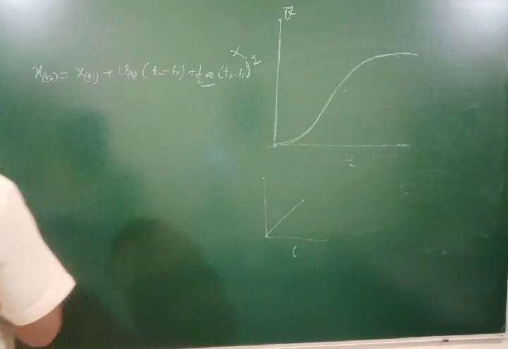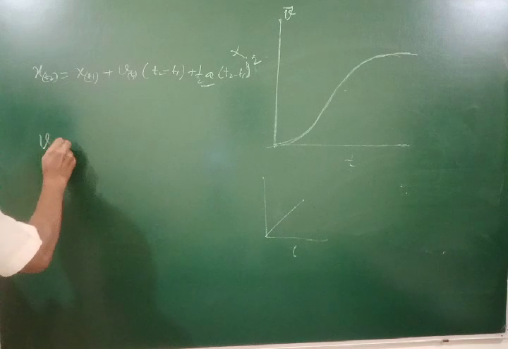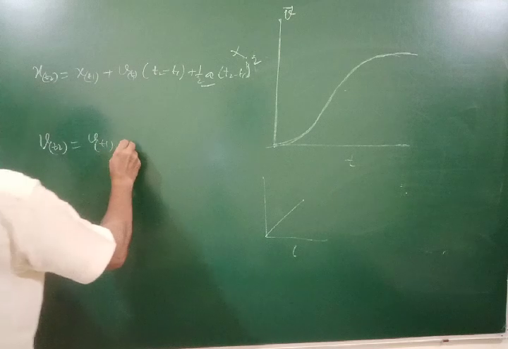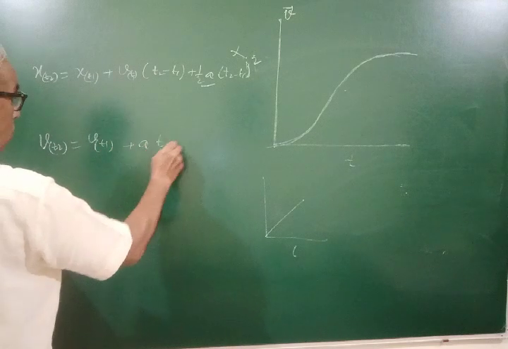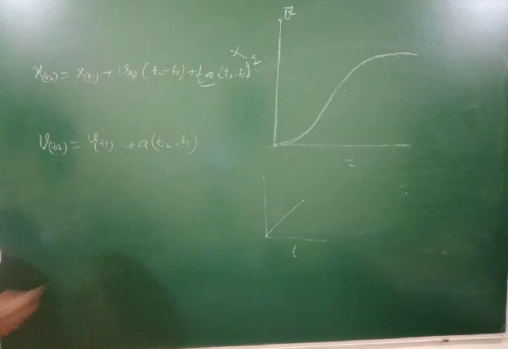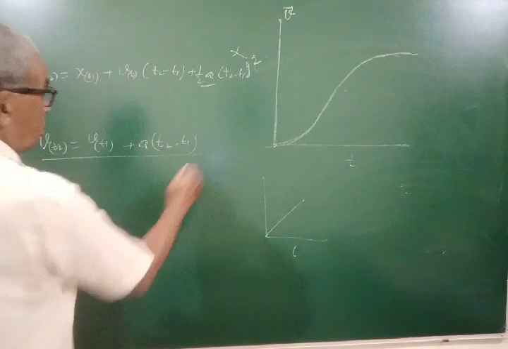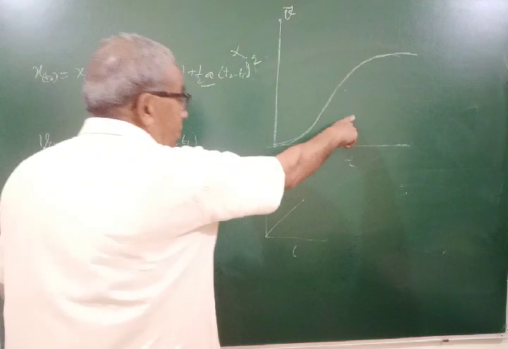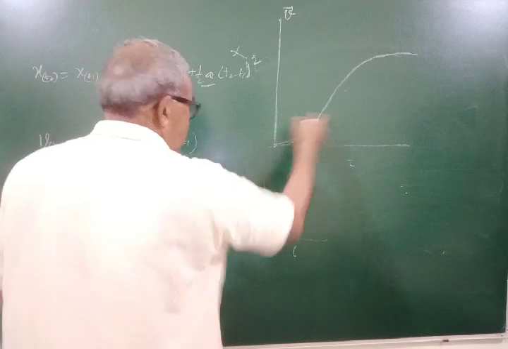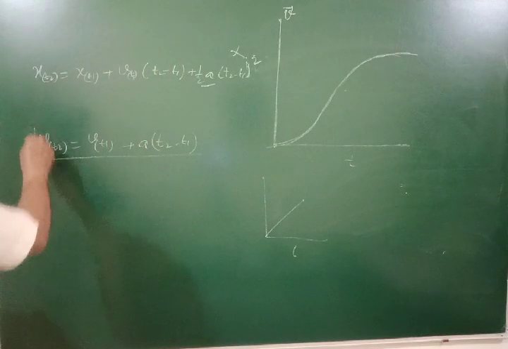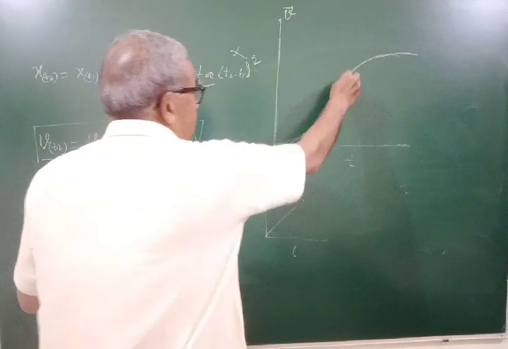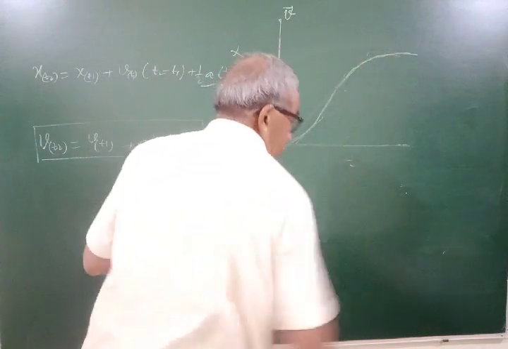The second equation they are writing: v(t2) equals v(t1) plus a into (t2 minus t1). This equation is also not true, because we cannot derive this equation from this graph. It is for constantly accelerated motion, and here acceleration keeps on changing.